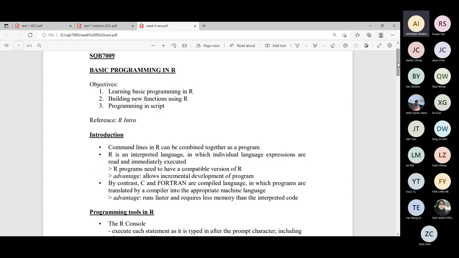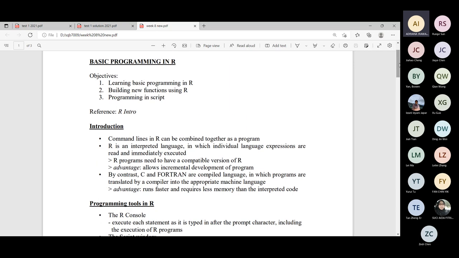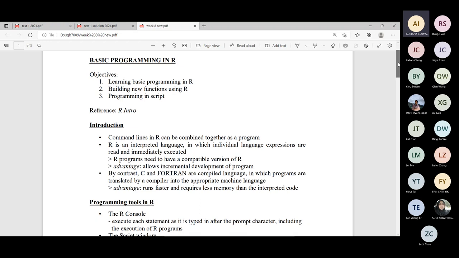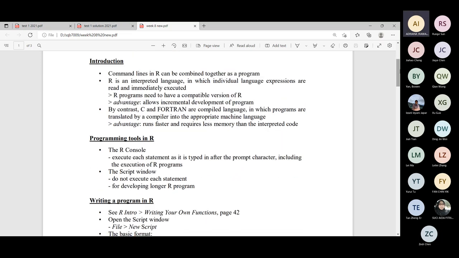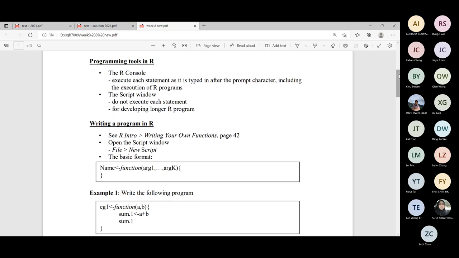Okay, anyway, next week I'll give you the assignment, because I think we have to do the programming part first. I think you might have used some R in your other courses, right? I think Kang and Anissa will be using R. But the thing with R is you have to do it as a program, meaning that you want to combine a few commands together and execute them at the same time. When we do this, usually we use the script window.